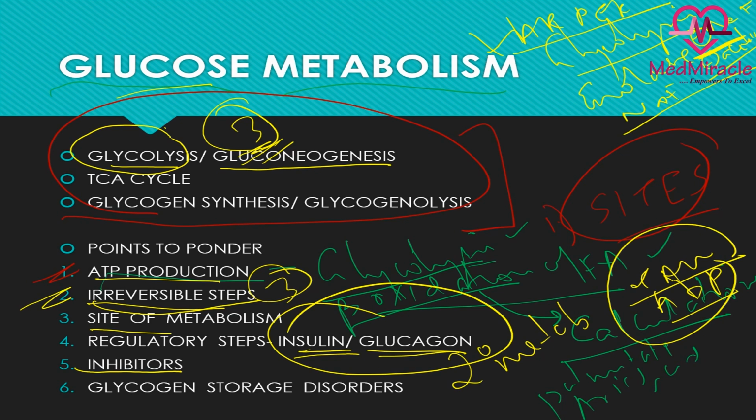Next is glycogen storage disorders. In any storage disorders or any other diseases you have to study in biochemistry, you have to stress on 2 points. One is the enzyme involved and the clinical features. So these 2 things you have to stress on.